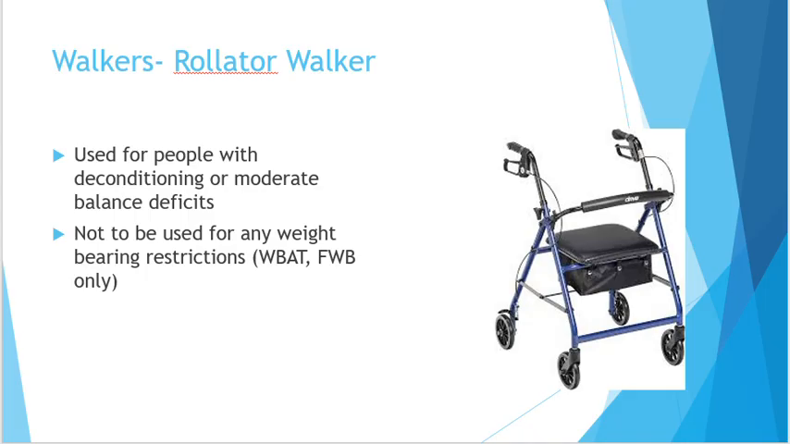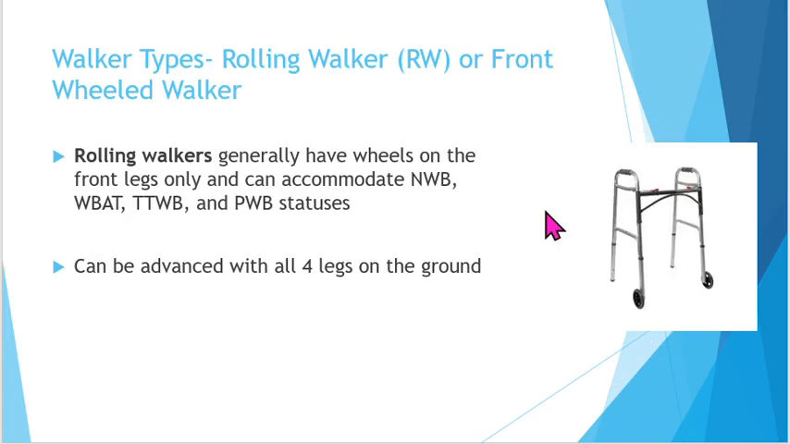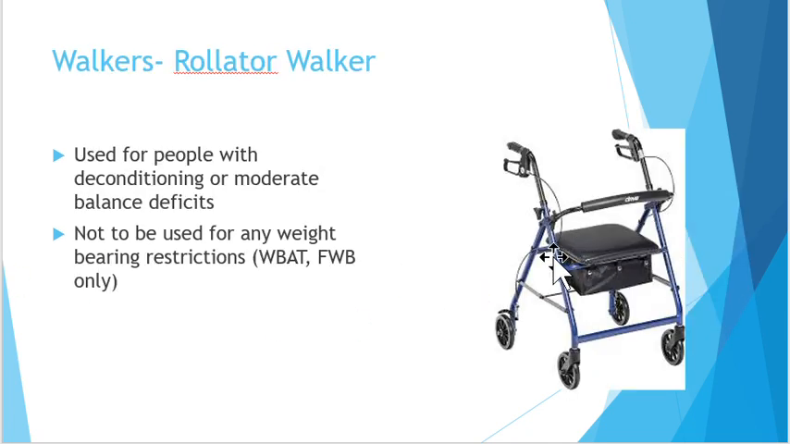Then we have what we call a rollator walker. So these are generally seen for people with deconditioning or moderate balance deficits. So they need something to hold on to, but oftentimes these are a little limiting because they don't turn very easily. You can't sit down if you get tired. So this provides a seat for somebody to turn around and sit down if they need a break. It is not meant for them to wheel around on, although you'll see people doing that all the time.